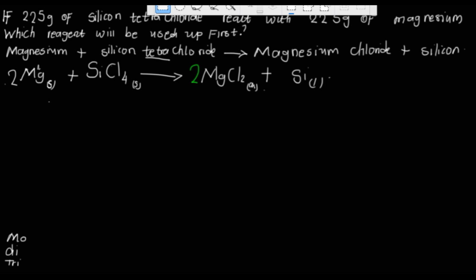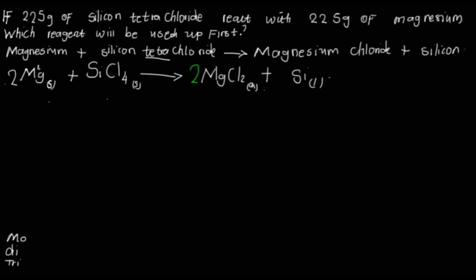So after balancing the equation, we are going to find the number of moles. So let's begin by finding the number of moles for each part. Magnesium has a mass of 225 grams, and so does silicon tetrachloride. So let's find the number of moles for magnesium.